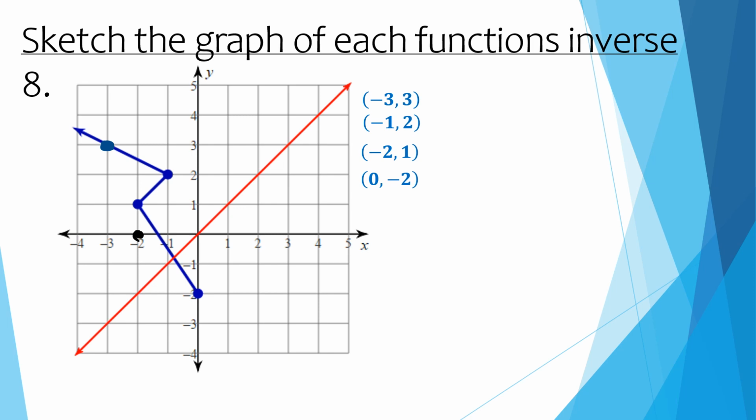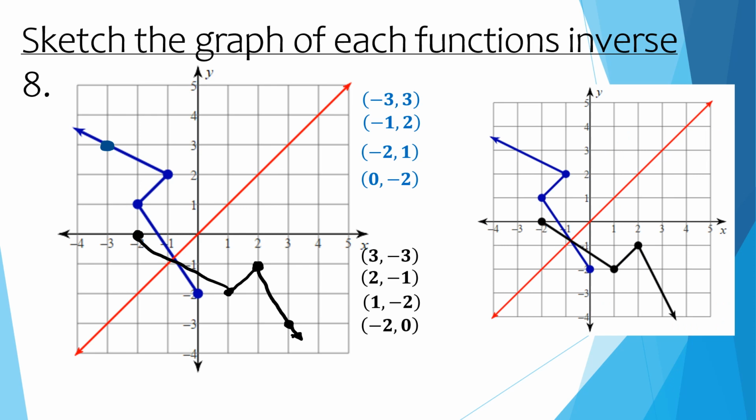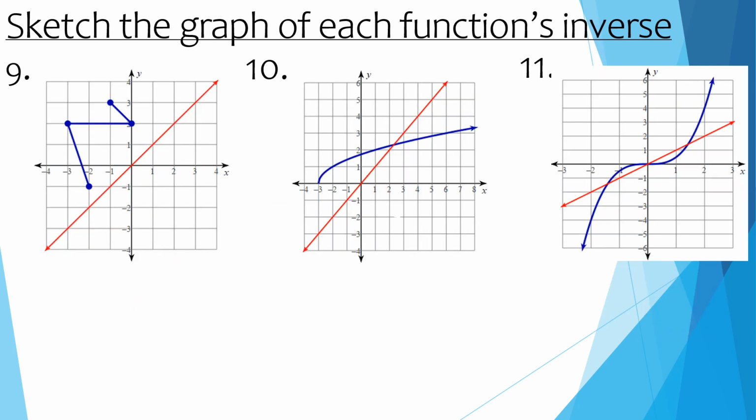So the inverse points, switch domain and range, switch those x and y. We're going to start at 3, negative 3, connect it to 2, negative 1, connect that point to 1, negative 2, and lastly to end at the point negative 2, 0. So we'll see those points being plotted and the connection as they go through. And then that is the correct version of that particular inverse. In examples 9, 10, and 11, you have examples similar to what we did in 6, 7, and 8. So you should try those on your own.